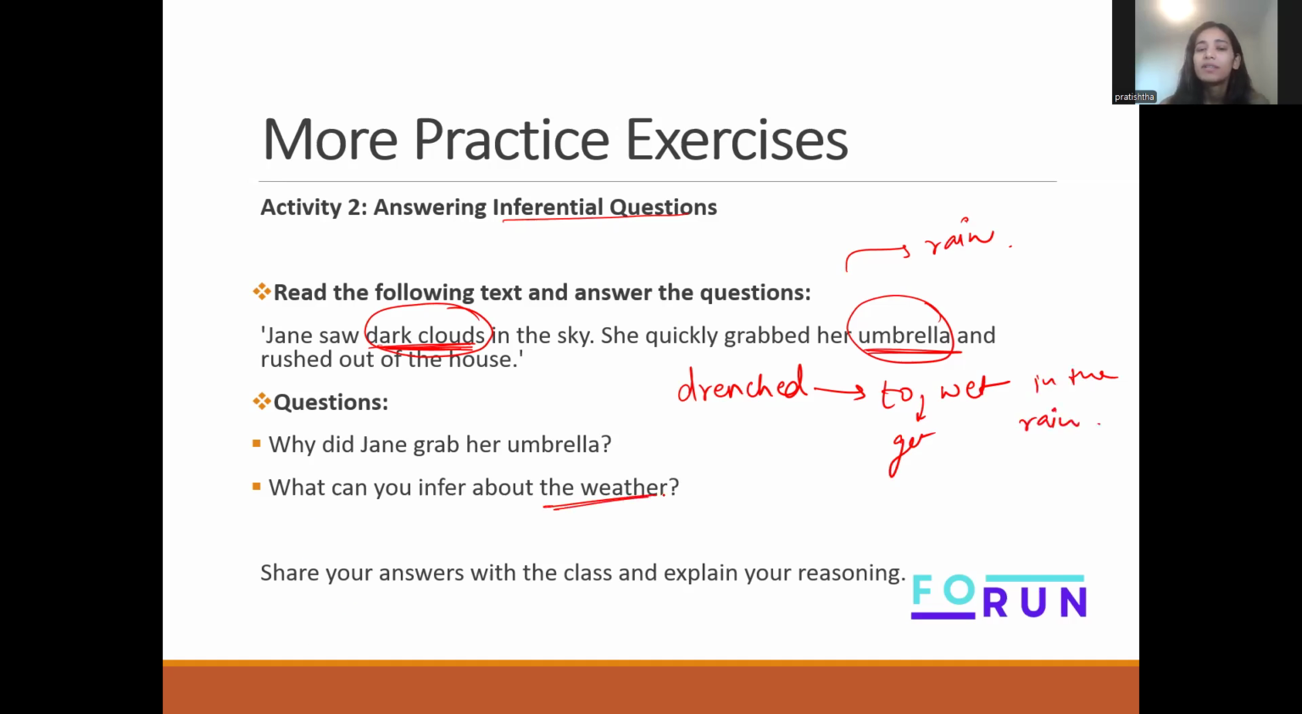What can you infer about the weather? So, what can you guess about the weather? We can guess that it is probably going to rain.